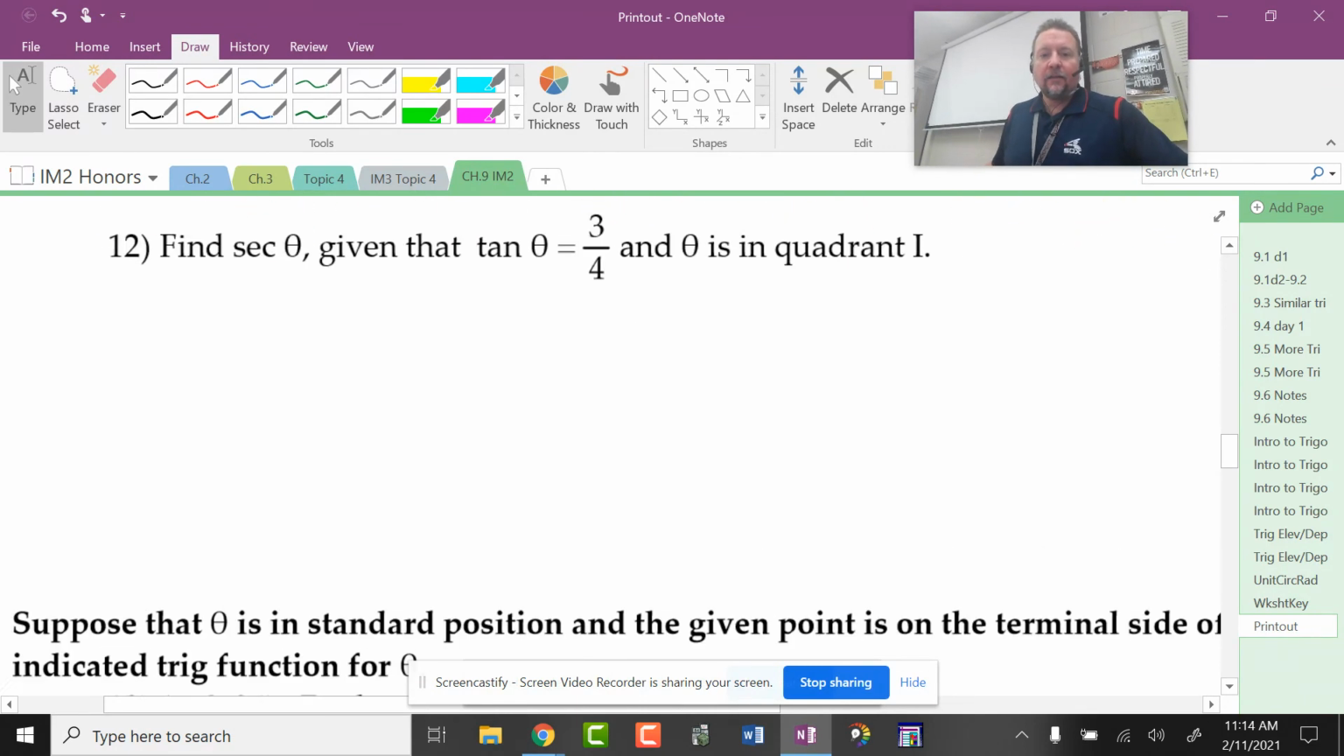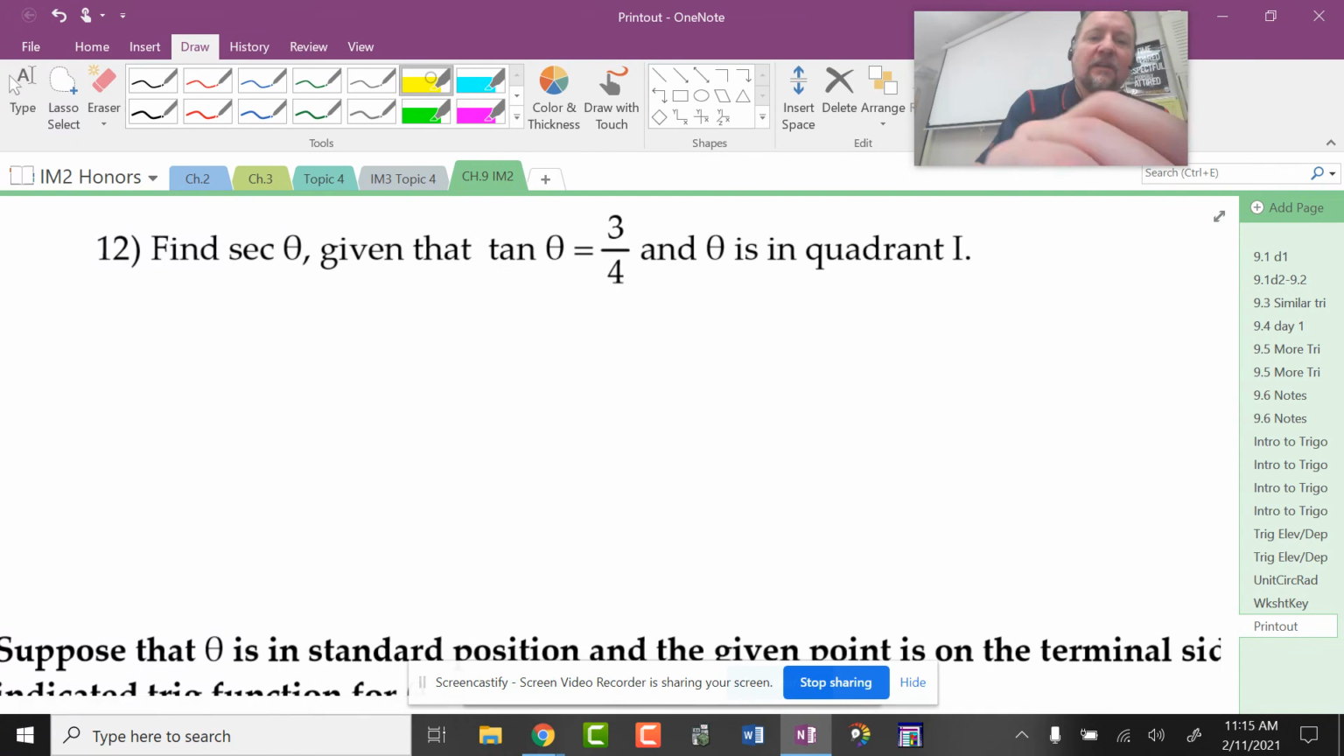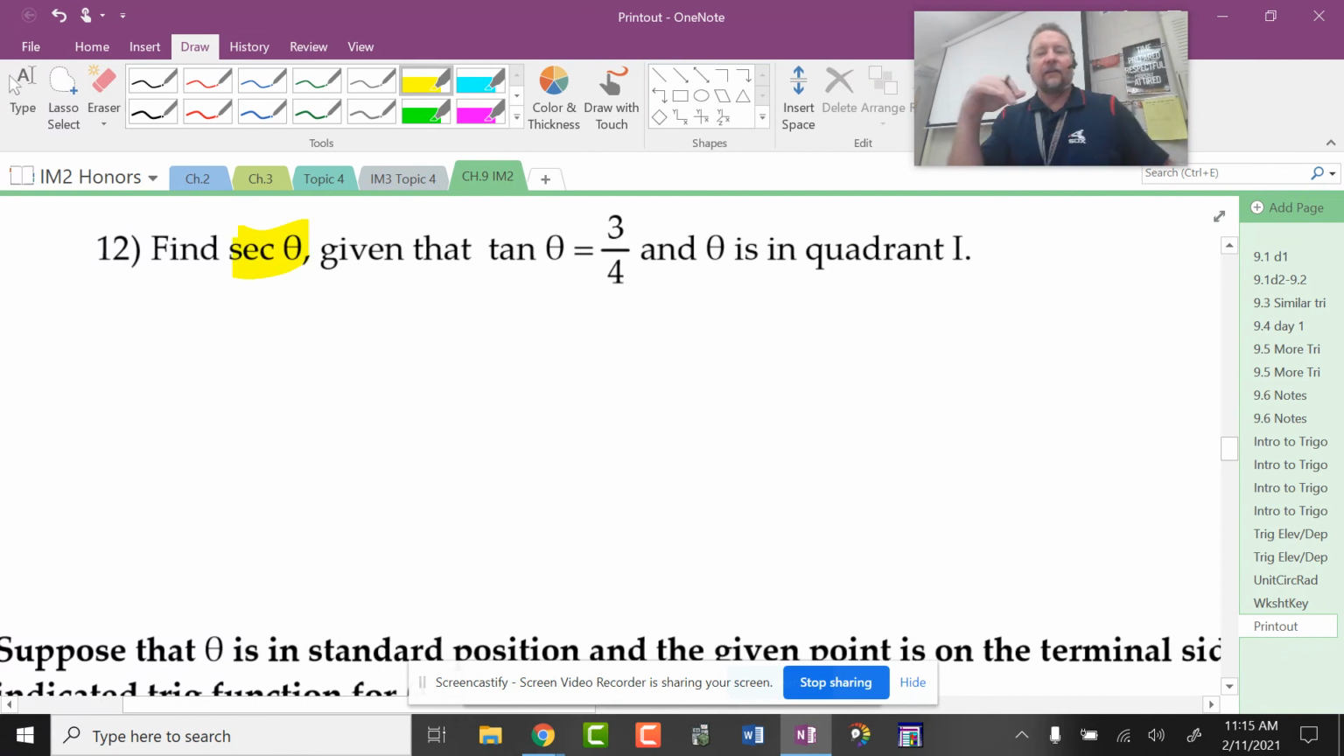Okay, I think I did this one, and I'm going to stick to just finding secant. I'm not going to find all 6. That's time consuming. Actually, is that true? Are we done at 11:20? Can someone put yes or no on that?